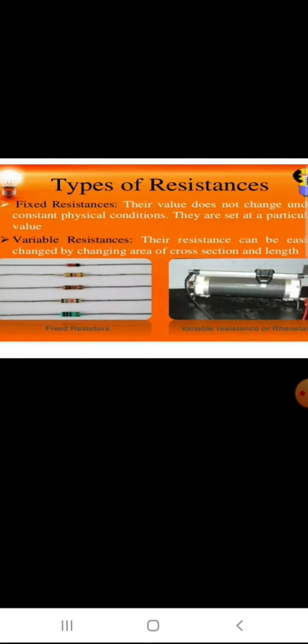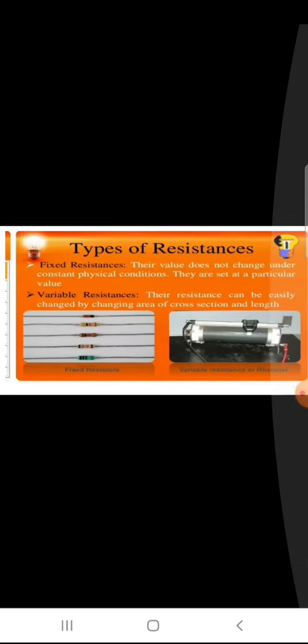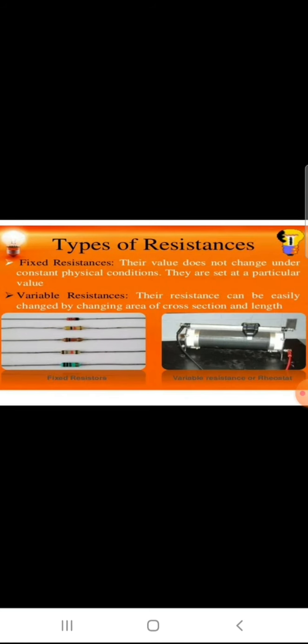Next one, types of resistance. There are two types: fixed resistance and variable resistance. Observe these pictures. Students, the value of a fixed resistance does not change under constant physical conditions; it is set to a particular value. The resistance of a variable resistance can easily be changed by changing the area of cross section and length.